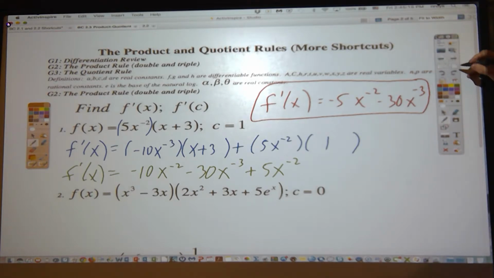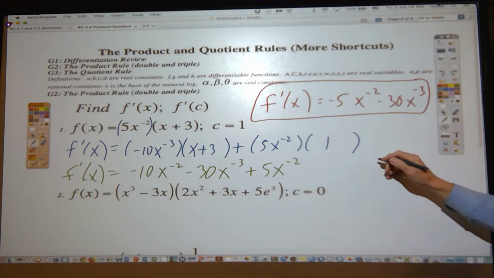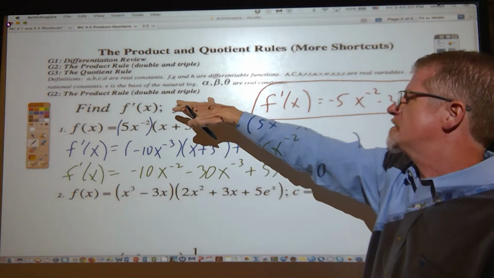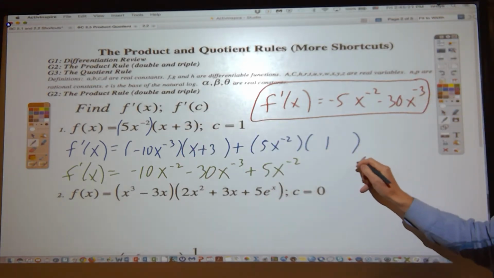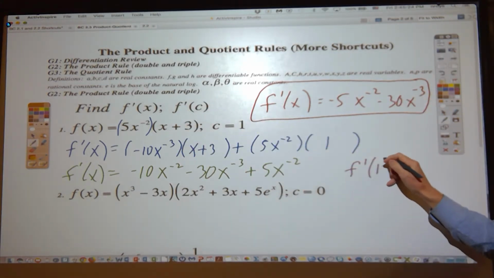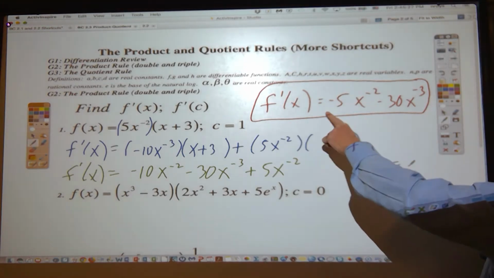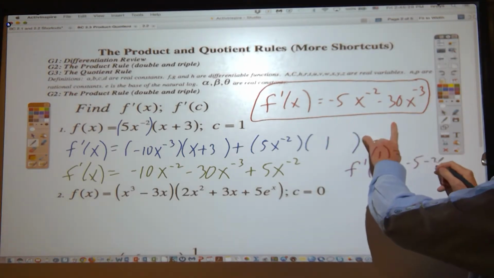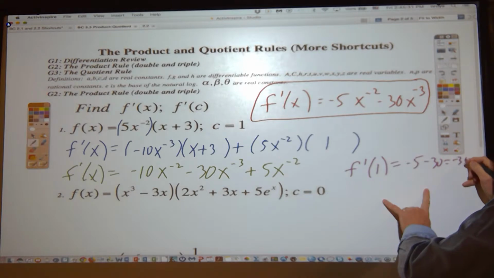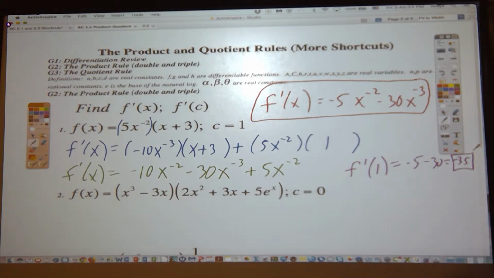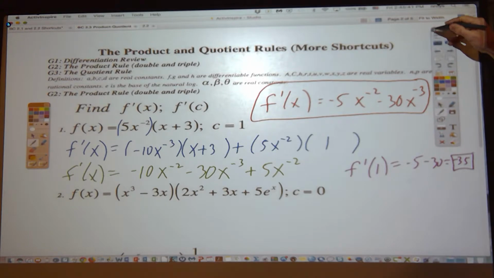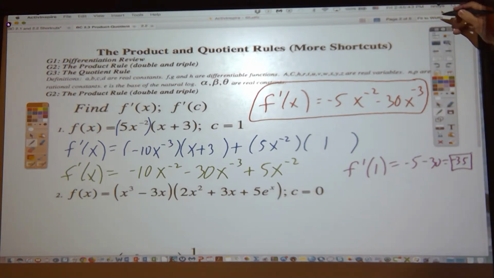It's hard to say. But there is a second part of this problem in which they ask you to find f prime of c when c is equal to 1. So f prime of 1 is just negative 5 minus 30, or negative 35. Just plug in a 1 for x. The output of the derivative function is negative 35. So that was problem 1.